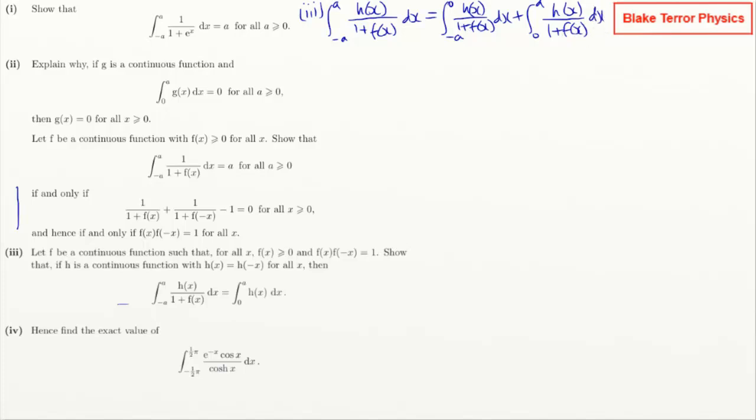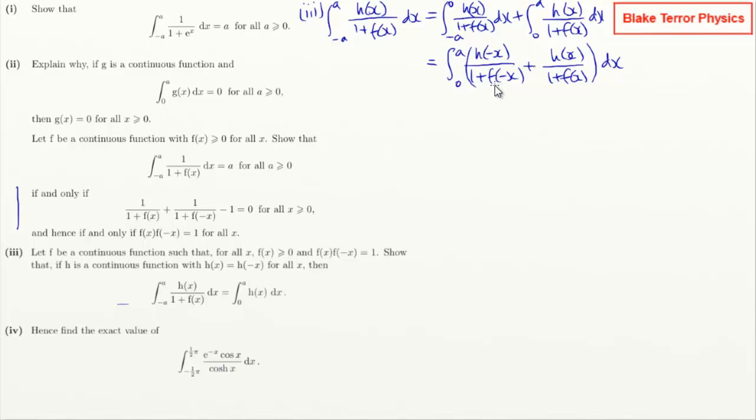So the same old thing. Then I'm going to be doing the old minus x and then flipping it thing. So this is going to end up being the integral from 0 to a of h of minus x over 1 plus f of minus x plus h of x over 1 plus f of x dx. And I need to make that into just h of x. Right, so what have we got? Well, h of x is the same as h of minus x, so they've told us that.